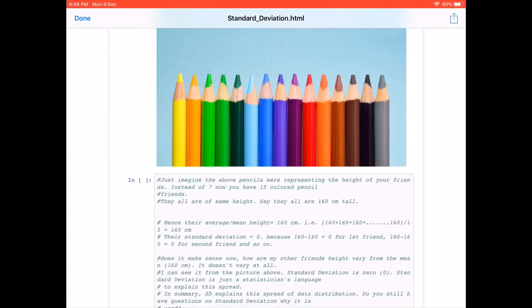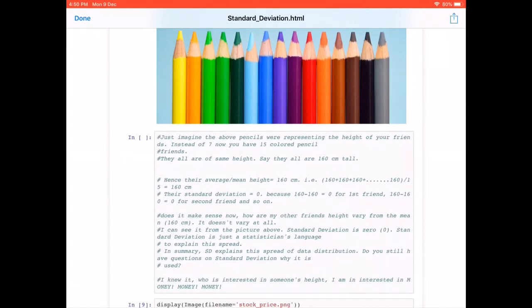But what is the standard deviation? The standard deviation would be 0, because 160 minus 160 for my first friend is 0. 160 minus 160 is equal to 0 for my second friend, and so on. So eventually I will get a standard deviation of 0. Now it makes sense that when standard deviation is 0, it's saying that none of my numbers are away from the average. That means they are actually the same value as the average. That means all my population are of the same height. Does it make sense now?